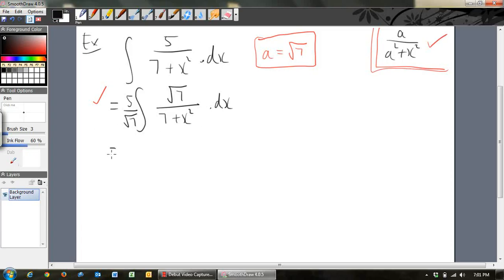So what's that equal to? That's equal to 5 over root 7 times, now do the anti-differentiation. This is your arctan function, and it will be x over, what's a? A is root 7, so x over root 7 plus c. There's your answer.